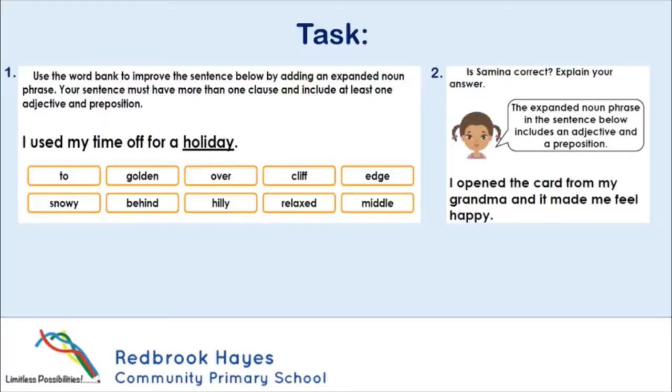So Samina says, the expanded noun phrase in the sentence below includes an adjective and a preposition. And the sentence is, I opened the card from my grandma and it made me feel happy. So have a think about the noun within that sentence. Has it been expanded with an adjective and a preposition, or none of those, or both of those, or is she correct that it has got both of those? So have a little go at that.